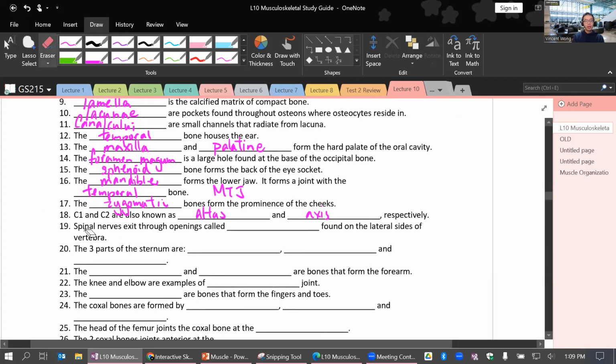I talked about how spinal nerve exits through an opening between two vertebrae. That hole, that opening is called the intervertebral foramen. Okay.